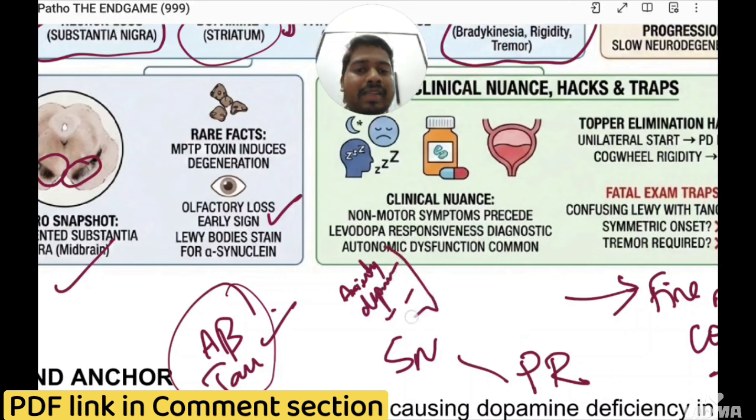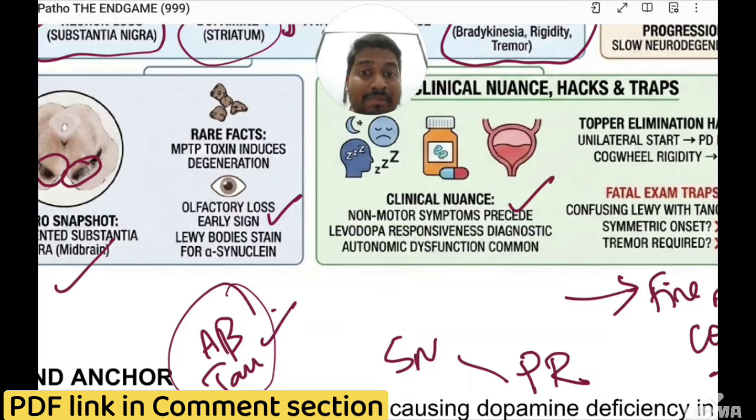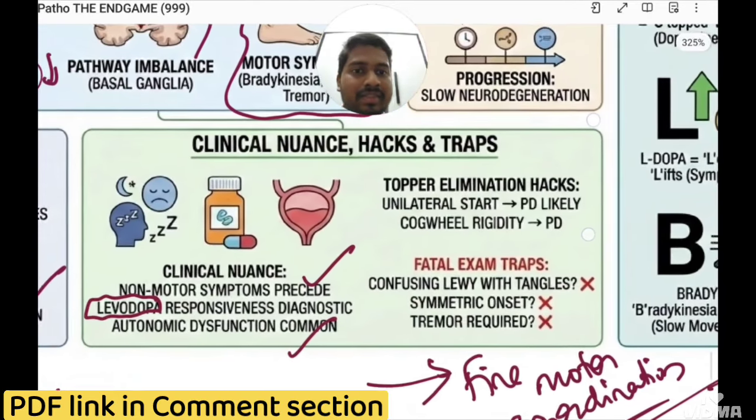Okay, so there are many such symptoms. Okay, so these are known as non-motor symptoms. They precede the motor symptoms, that is bradykinesia, tremors, rigidity. They precede them. Okay, and once you give levodopa, there is a classic response in Parkinsonism, that is known as levodopa responsiveness, which actually has diagnostic value in Parkinsonism, and also you'll find autonomic dysfunction features in Parkinsonism.